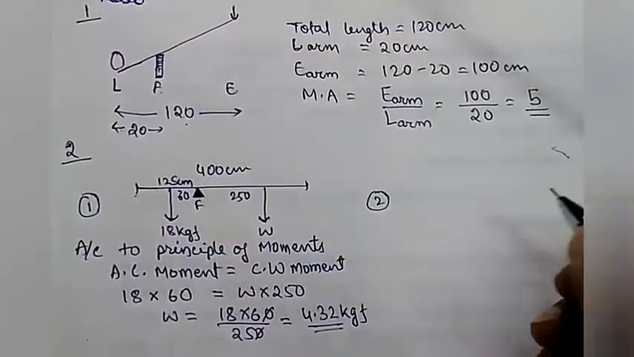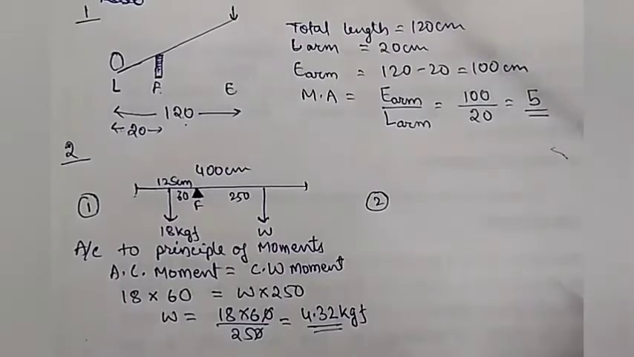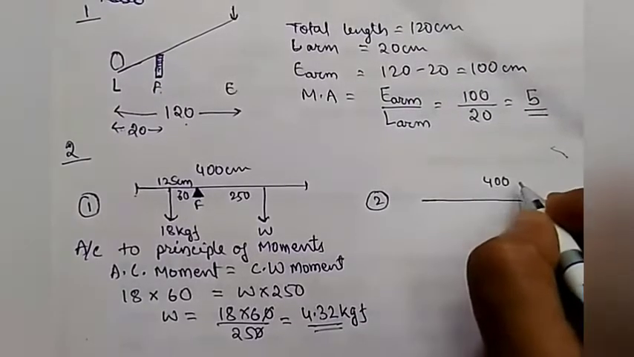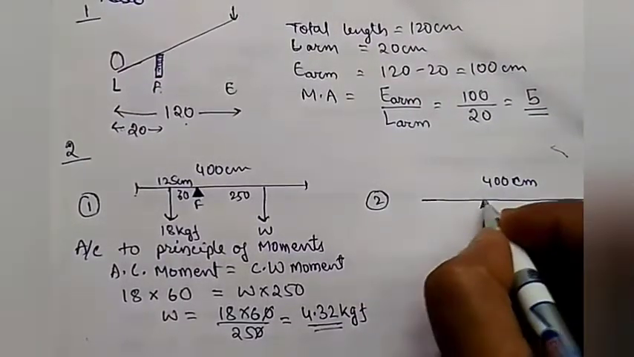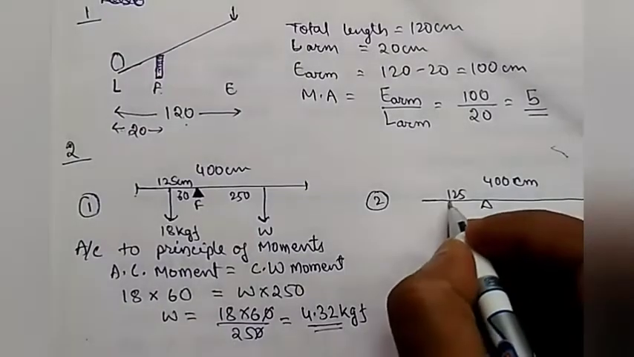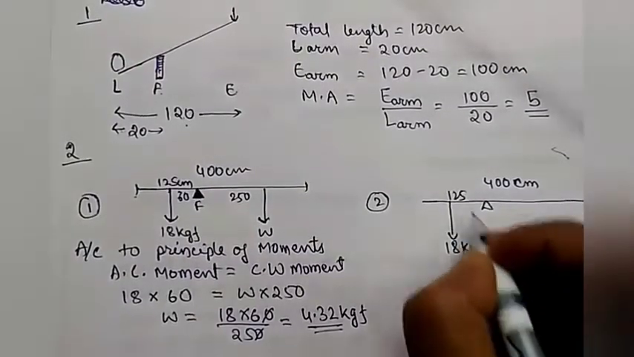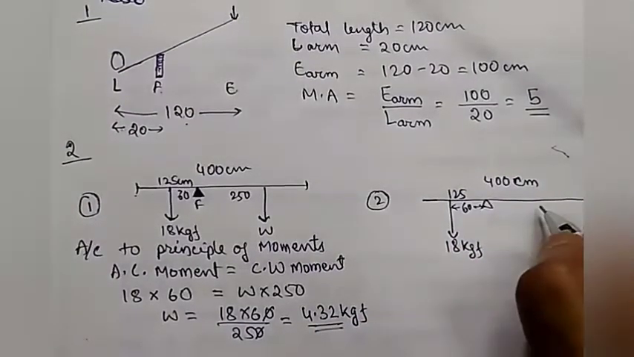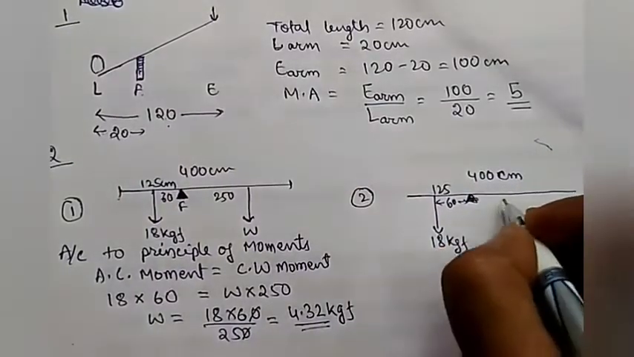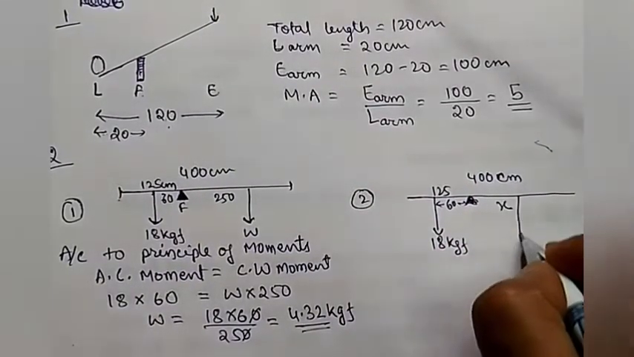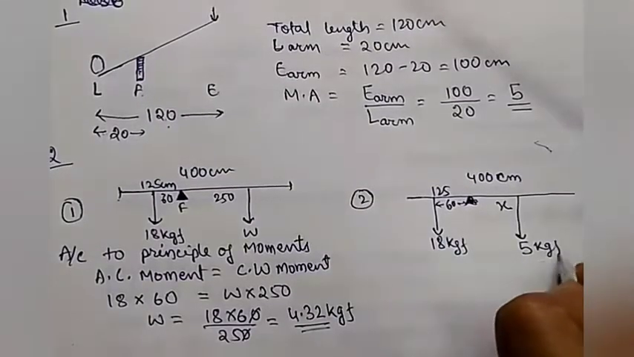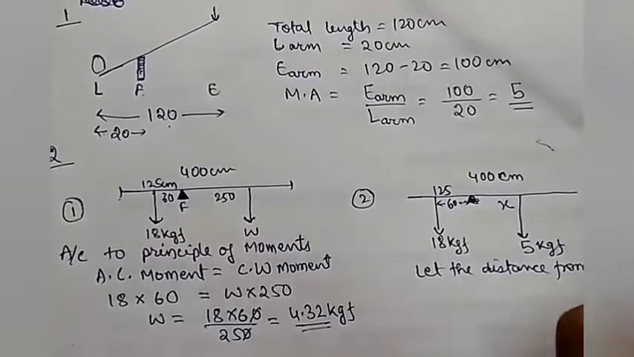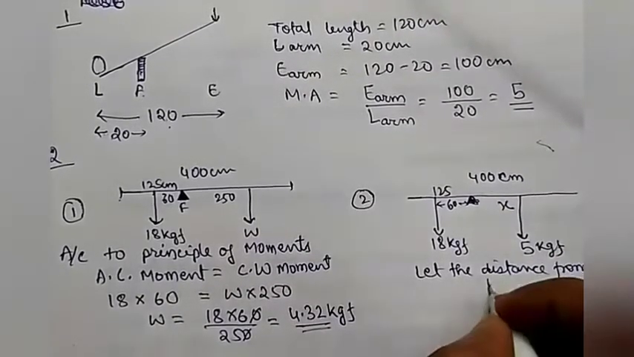Second part, what is the question telling, if weight is equal to 5 kgf, where must it be kept to balance the rod? Now the question has been changed a little. It is the same 4 meter rod and the fulcrum is at 125 centimeter. At 60 centimeter there is a weight of 18 kgf. Now the question is, a weight of 5 kgf, at what distance should it be placed so that the rod balances? So let it be x distance. Let the distance from the fulcrum be x centimeter, where the 5 kgf weight is placed.